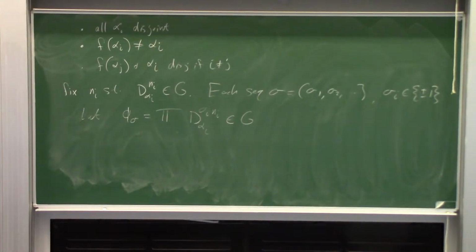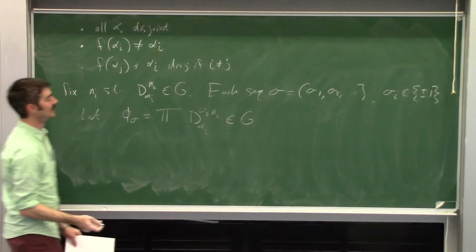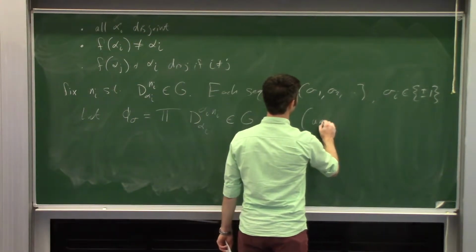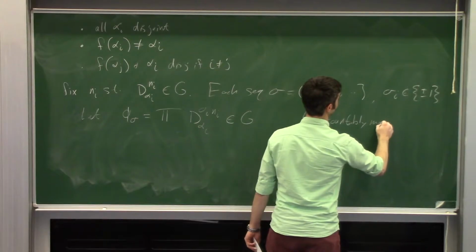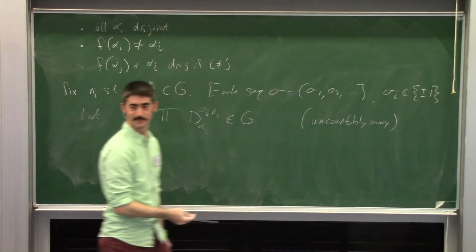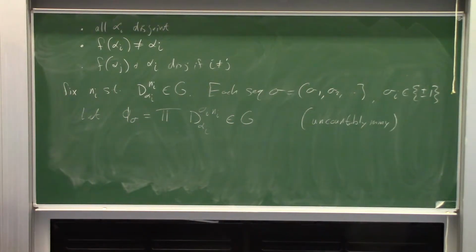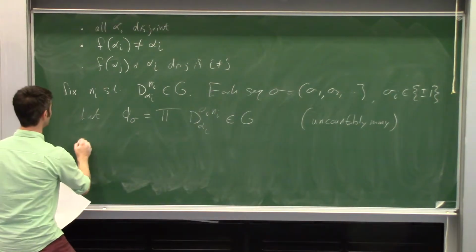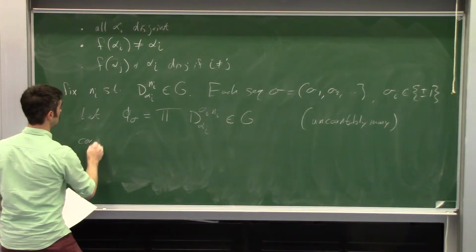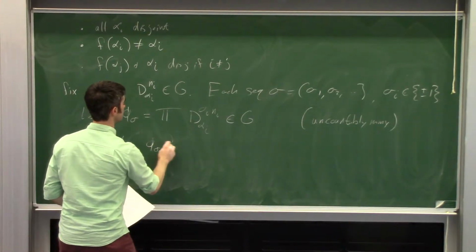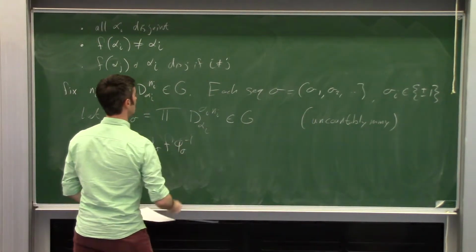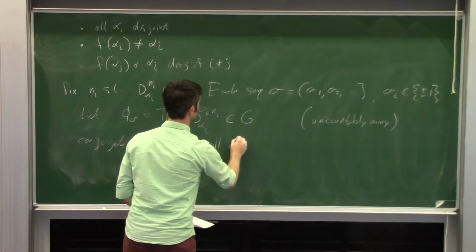Okay. So now notice that there are uncountably many of those things. And now I can use those to conjugate F. Look at the conjugates, and these are all distinct.